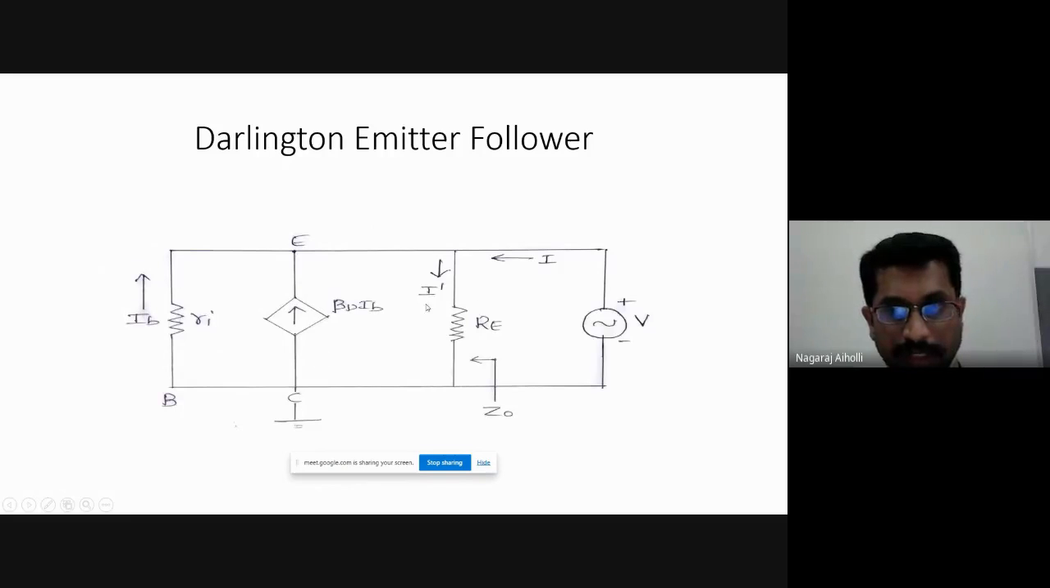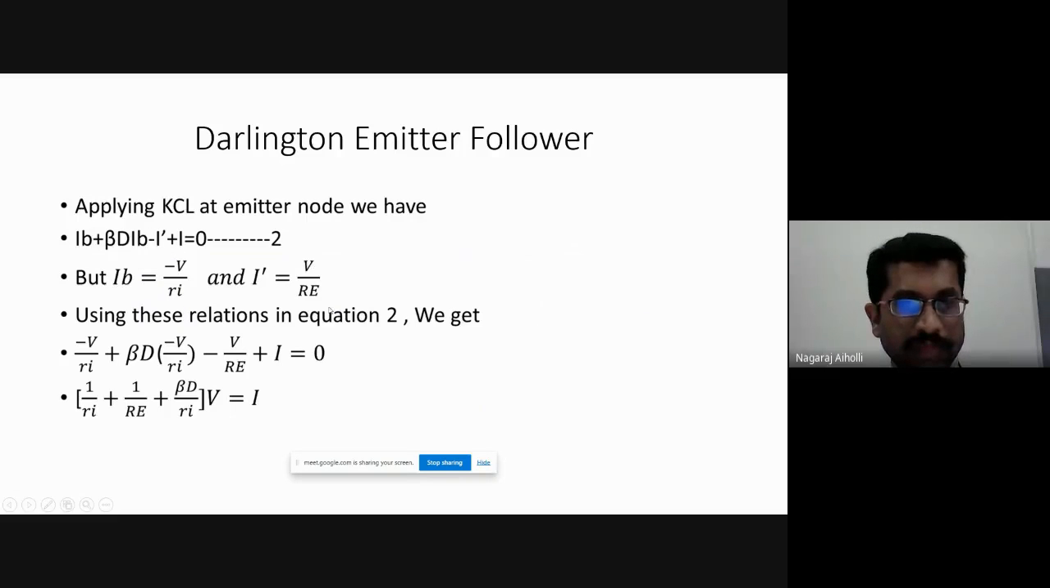And what about I dash? The voltage across it is V. Here current entering is positive and current leaving is negative, which is the same polarity as the voltage. Therefore, I dash is equal to V by RE.